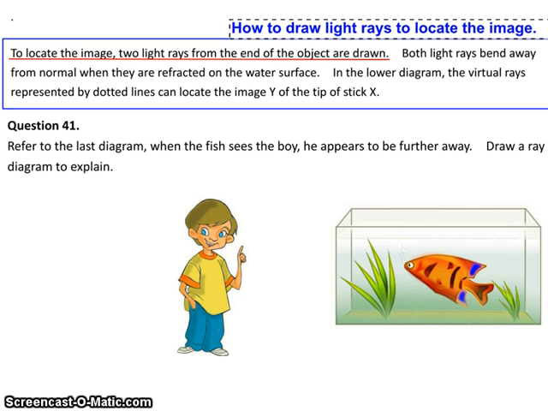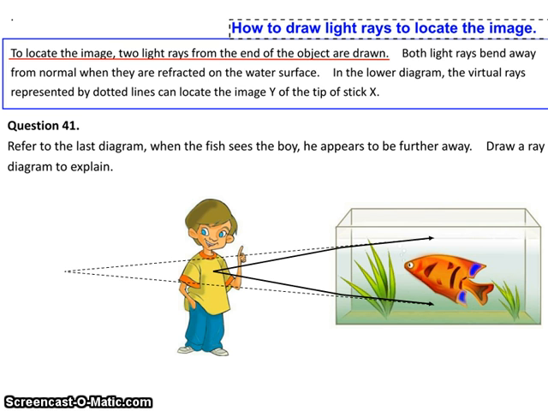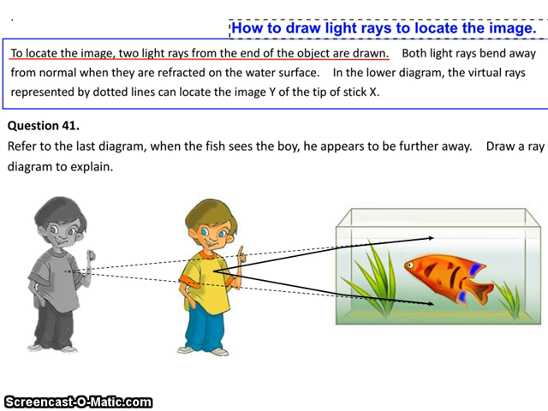Question 41. It seems to be almost the same question, but in this case, the fish sees the boy. So there is a light ray that comes from a single point of the boy, and these light rays bend towards the normal because they move from air into water. So the light ray bends towards the normal. The fish will believe that the light ray comes from the back, so the image of the boy would be there at the back.